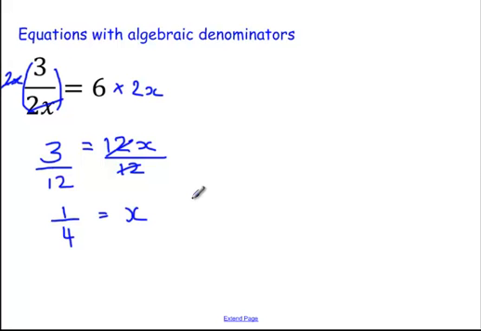So just to recap, with all of these questions, the main thing that you need to remember is you need to multiply either by the denominator if you've only got one fraction, or by the lowest common multiple, the lowest common denominator, of the two fractions.